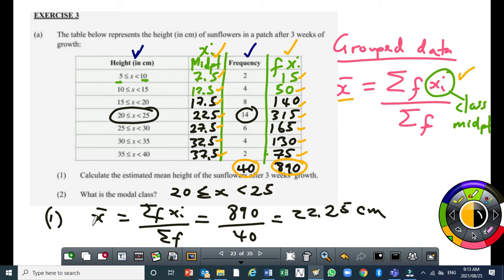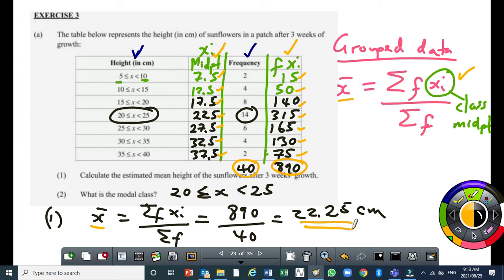So the mean x bar, which is an estimated mean, is equal to the summation of f xi over the summation of f, that's 890 divided by 40. The answer you will get is 22.25 centimeters. So that will be your mean. Now, this mean is supposed to be very close to the median, which in this case will be called the median class.